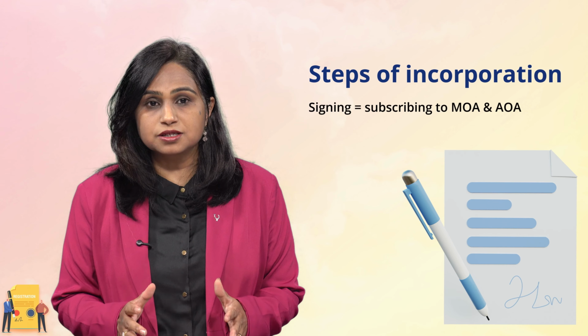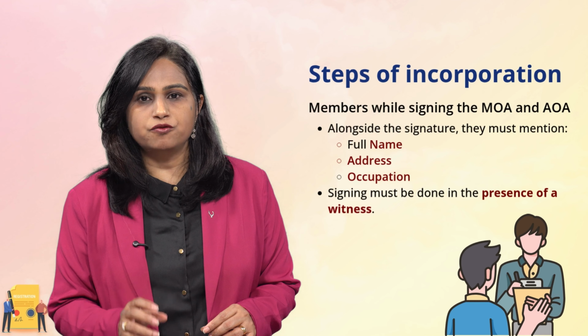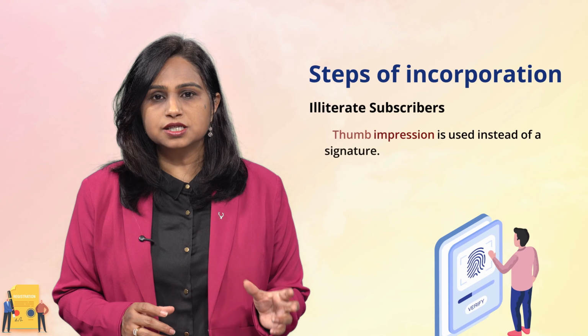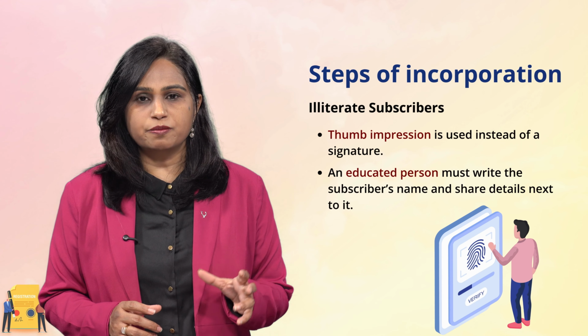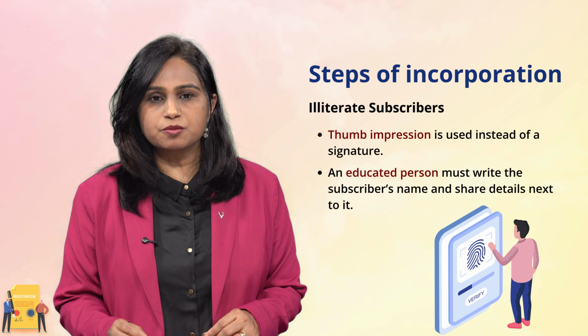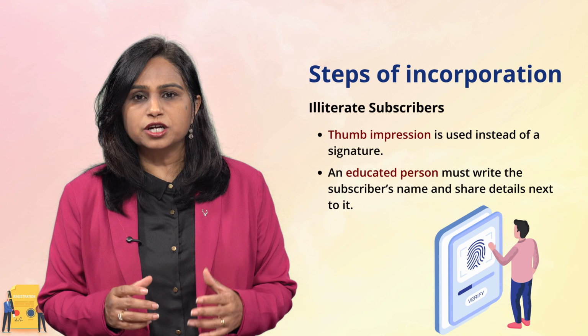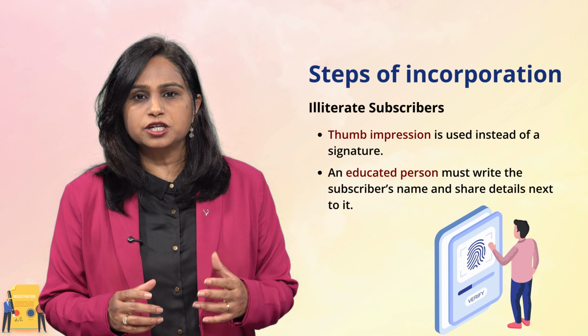While the members are signing memorandum and articles, they should add their names, addresses, and their occupation, and this should be done in the presence of a witness. In case any subscriber who is signing on the memorandum is illiterate, then he should put his thumb impression on the document. And another educated person will write his name and details of shares taken by him against his thumb impression.